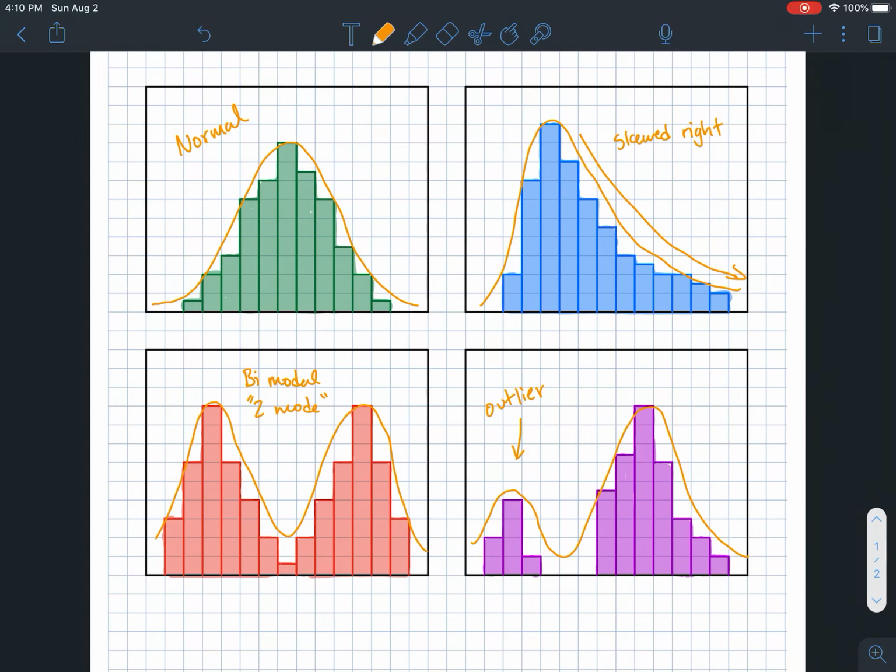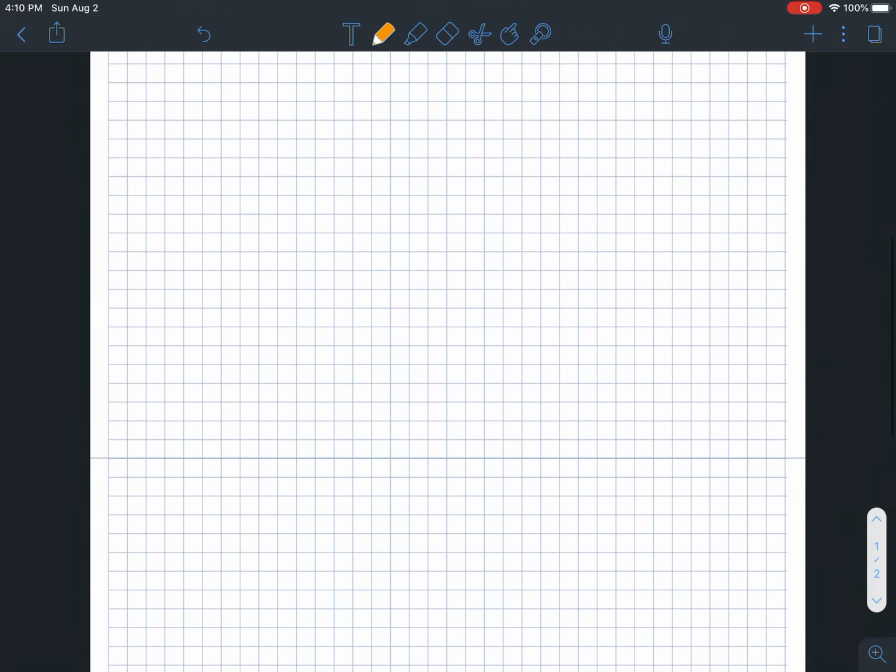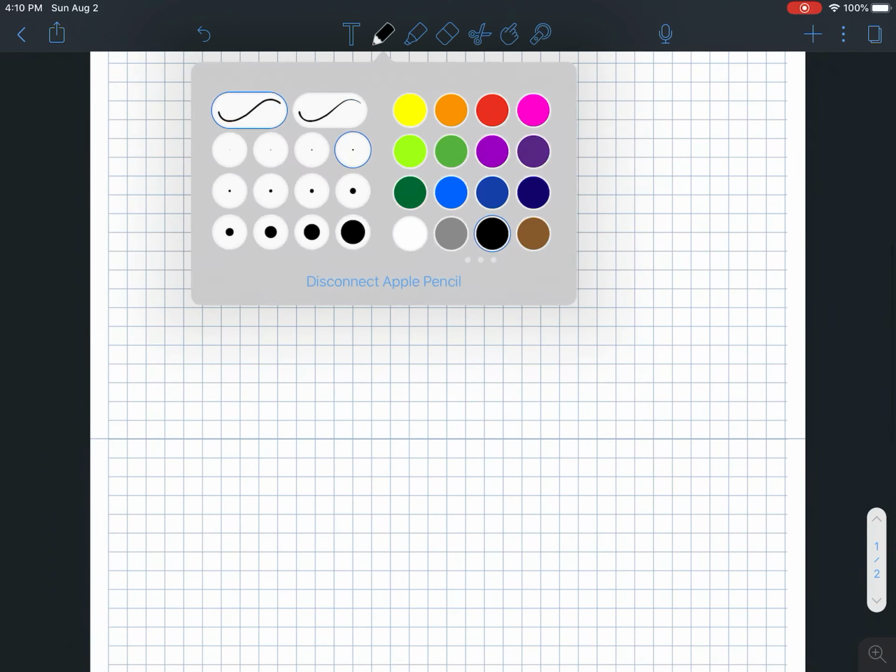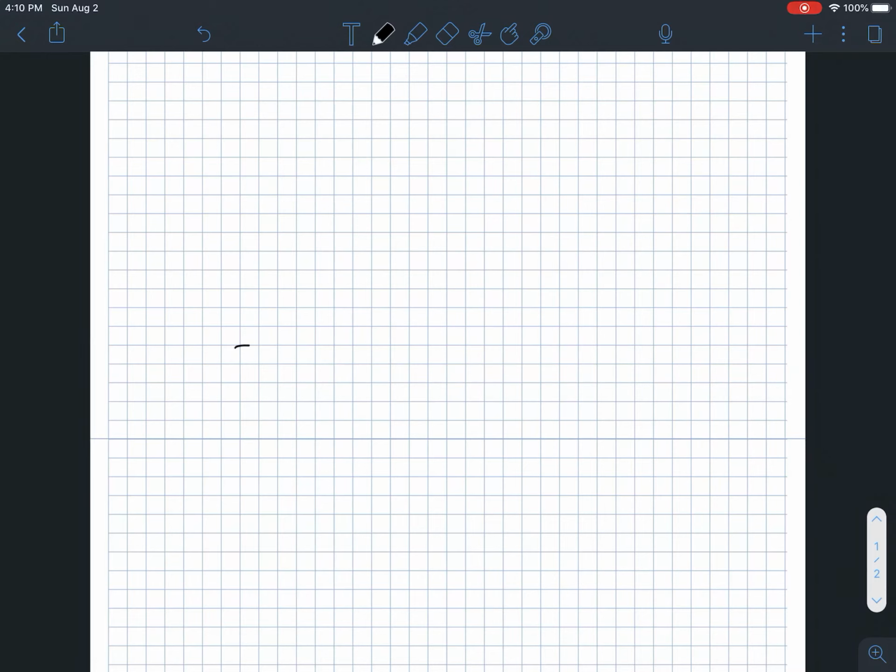A normal distribution should look pretty symmetrical on both sides. It should have one peak, and all the data should flow around it. So that's why we would say this one here is normal. This one here we said was skewed right, so it's not normal. This one has two modes, and this one has an outlier. Those are some of the things we want to look for in terms of what is and isn't normal.